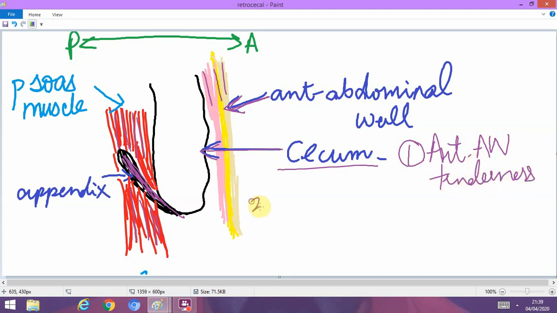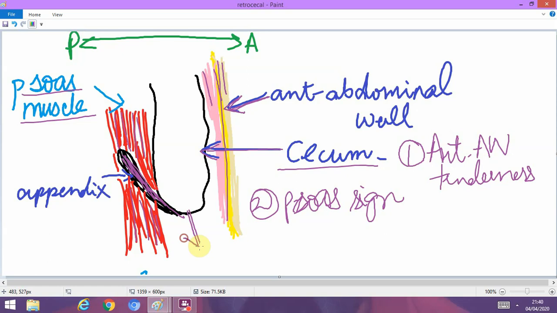Similarly, the second sign that you're going to see here will be the psoas sign. It's very obvious because the appendix is almost lying on the psoas muscle. The third sign that you're going to see here will be that the deep tenderness is not found in the anterior abdominal wall, but it will be found in the loins.